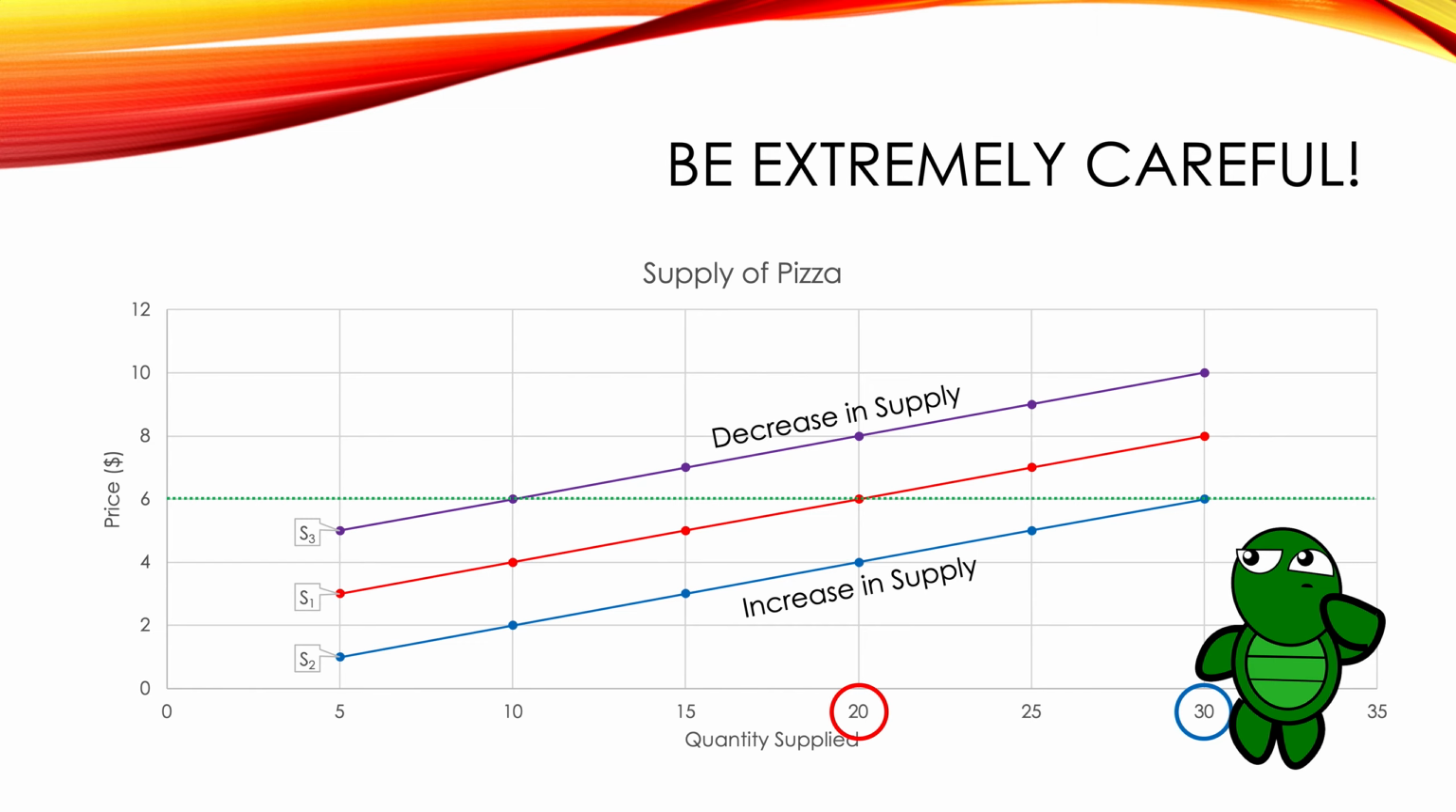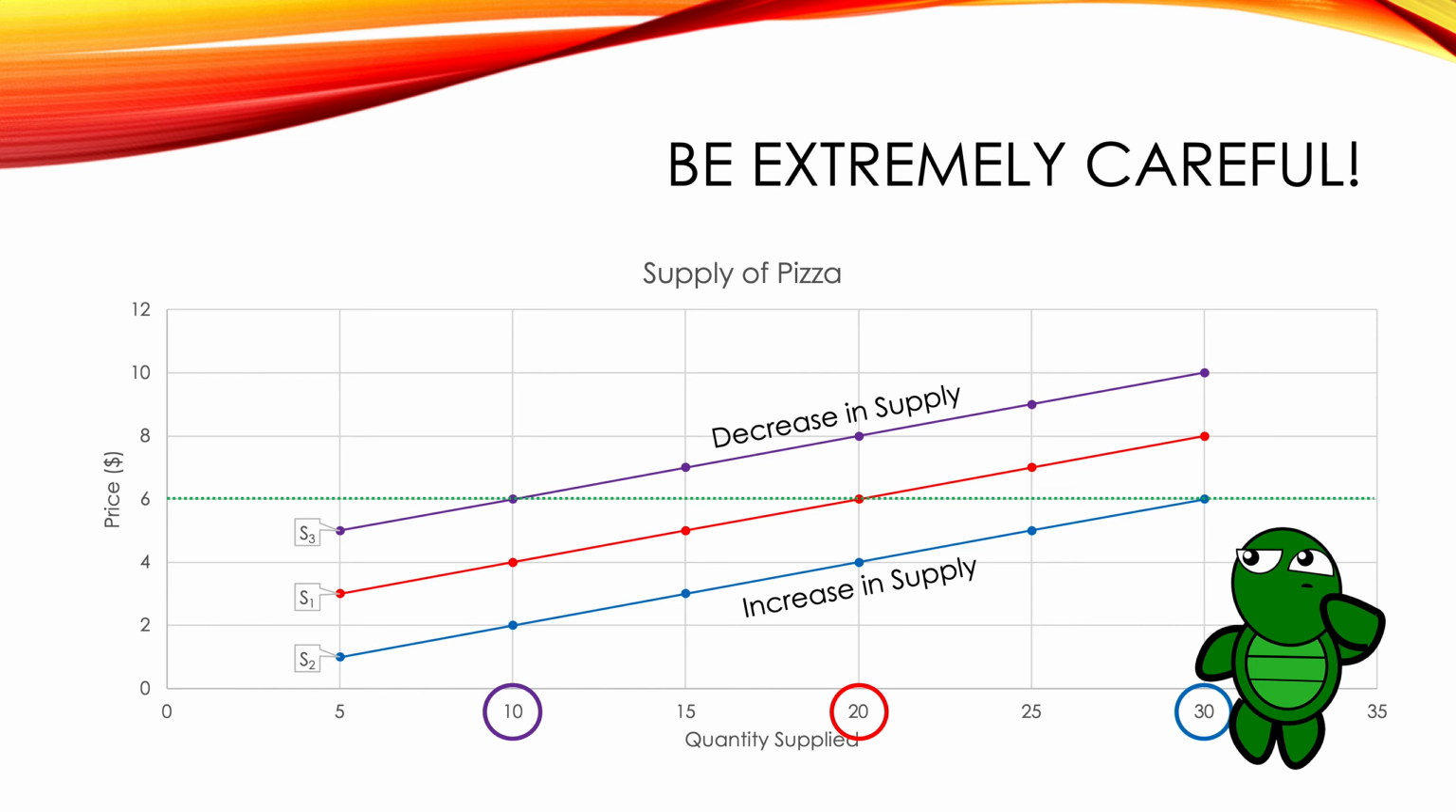Let's do the same thing for S3 now. At a price of $6 for S3, quantity supplied is 10. And so the quantity supplied is lower for any given price on S3 than it is on S1. And the quantity supplied on S1 is lower at any given price than it is on S2. I show you this because if you casually glance at it, it looks like supply shifted down or shifted up. This is why we don't use the words up and down when we talk about shifting supply curves. We use left and right.